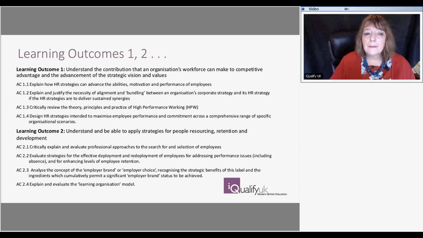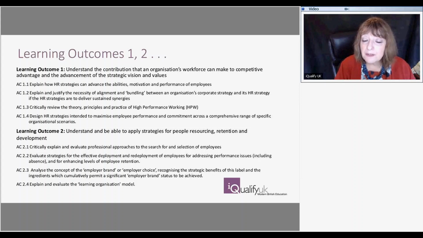Okay, so what I'm going to focus on now: you've completed 6 lecture sessions, so you've actually completed learning outcomes 1, 2 and 3. We're going to go through each of those in a bit more detail. You'll recall that learning outcome 1 was about understanding the contribution that an organisation's workforce can make to competitive advantage and the advancement of the strategic vision and values.